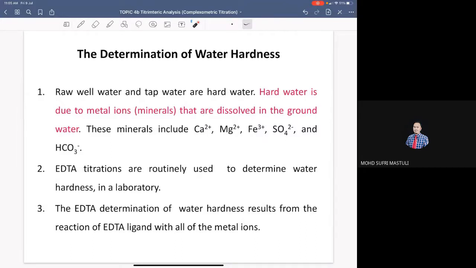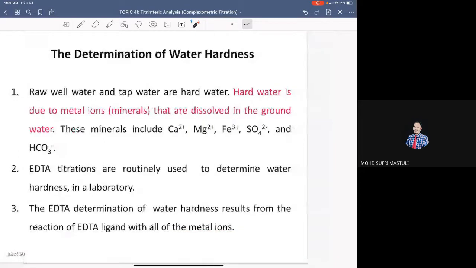These minerals can include calcium ion, magnesium ion, iron(II) positive, sulfate, and also carbonate ions. EDTA titration is routinely used to determine the water hardness in the laboratory, meaning that the EDTA determination of water hardness results from the reaction between the EDTA ligand and all the metal ions in the water.